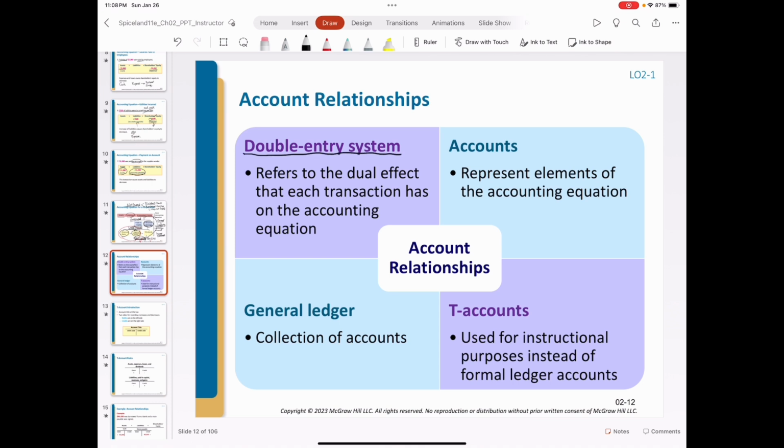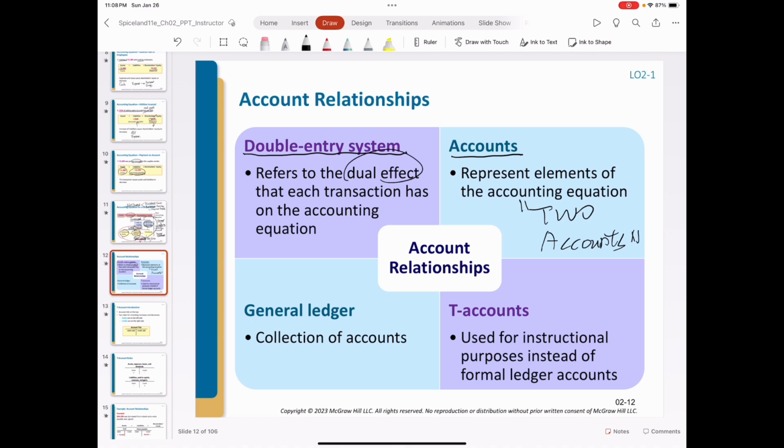The double entry system also refers to the dual effect I mentioned in the prior examples, in all the transactions. So for each transaction or event, when we record them, it has an impact on financial positions. That's the reason we record them, right? And also it has a dual effect on the accounting equation on the balance sheet. And also the impact will be recorded in the accounts. So there will be at least two accounts affected because of the dual effect. Sometimes one transaction may have an impact on three accounts or more.